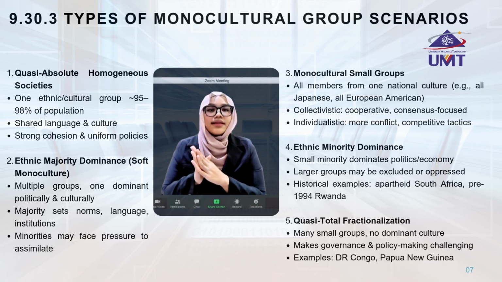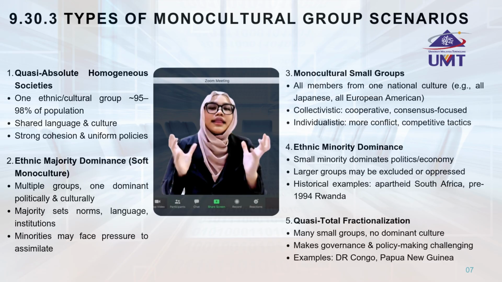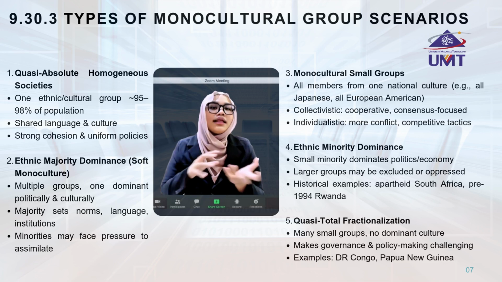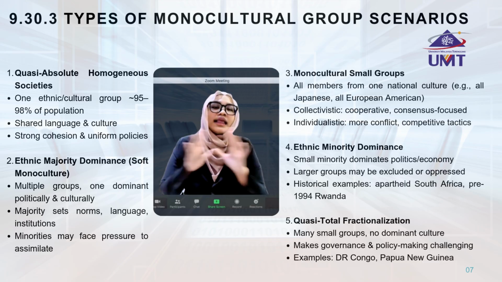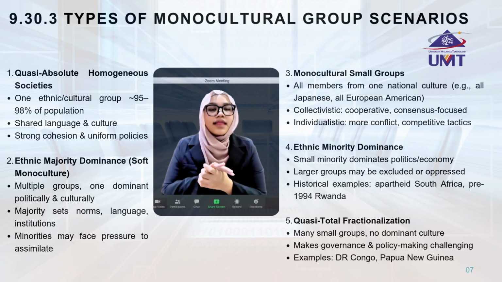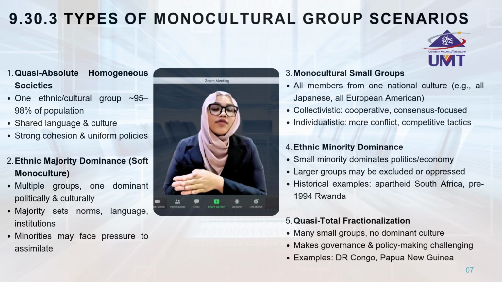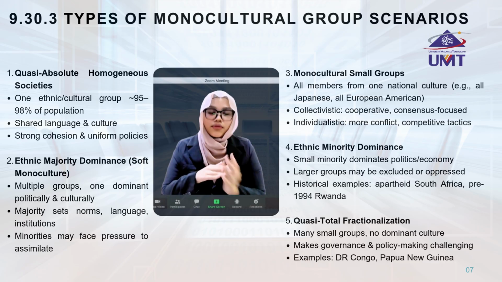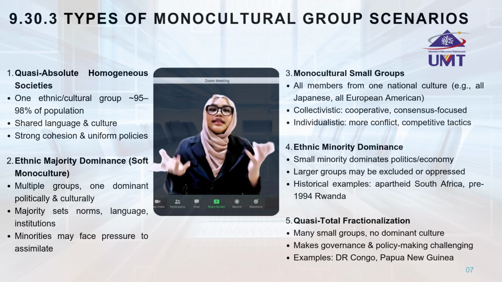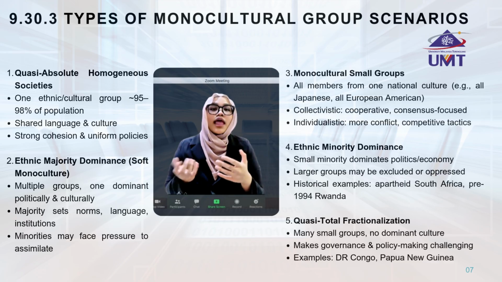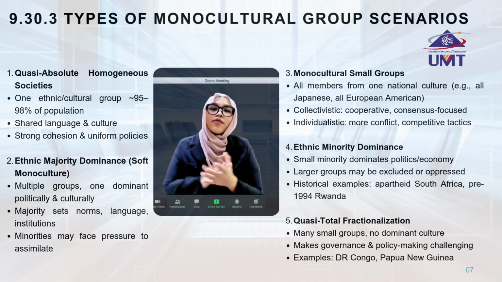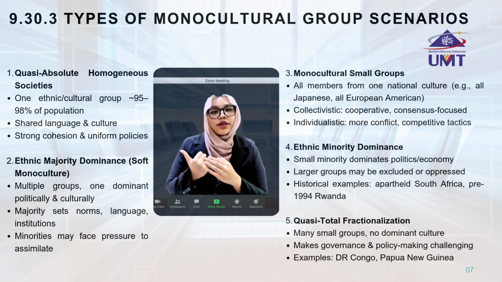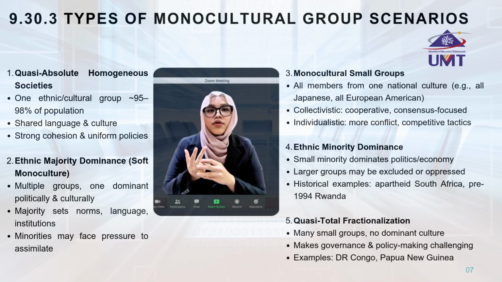And fifth, quasi-total fractionalization. The population is divided into countless small ethnic, linguistic, or religious groups, so no single culture dominates. This makes governance and policymaking very challenging. Examples include the Democratic Republic of Congo and Papua New Guinea. This example shows that having monocultural groups are not without challenge. Even when members share same culture, problems can arise, whether in communication, decision-making, or interaction with minority perspectives.